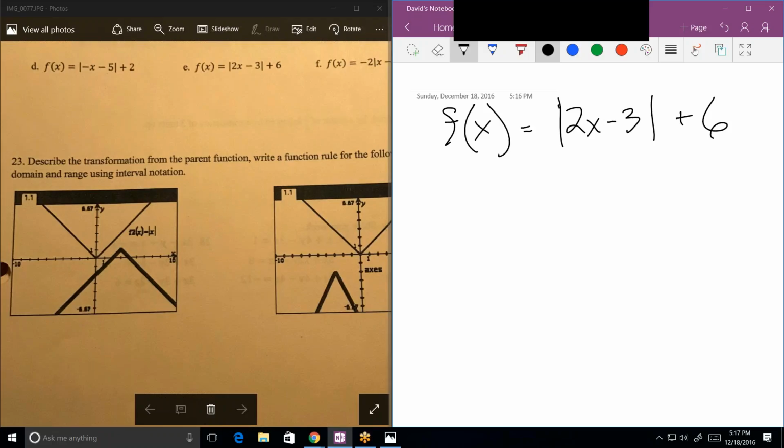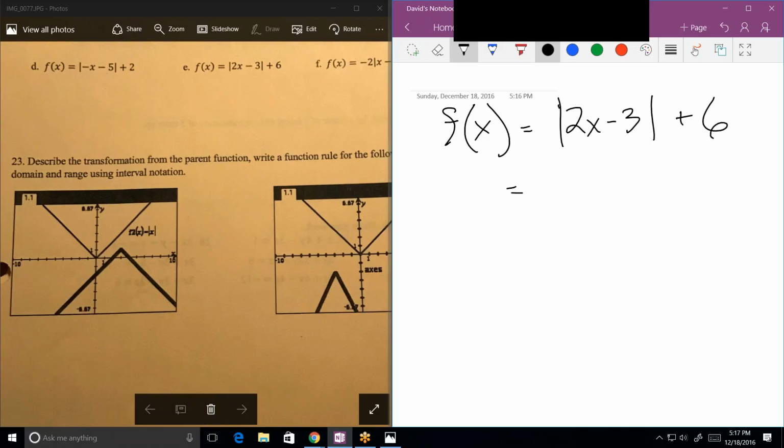So it'd be a reflection over the x-axis. No, I don't see any negative sign. I mean y-axis. No, wait. Well, there's no negative sign inside either. This negative 3 is a horizontal shift. Oh, that's it. So it's no reflection. No, there's no reflections going on. You need the negative sign to be in front of the x for there to be a reflection. Okay, so it'd be a horizontal shift, right 3.